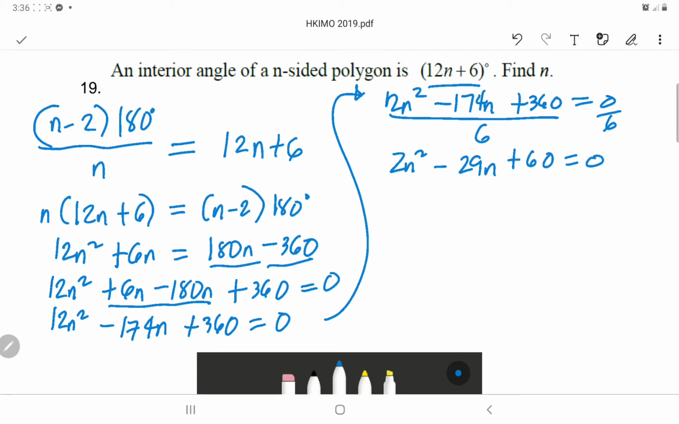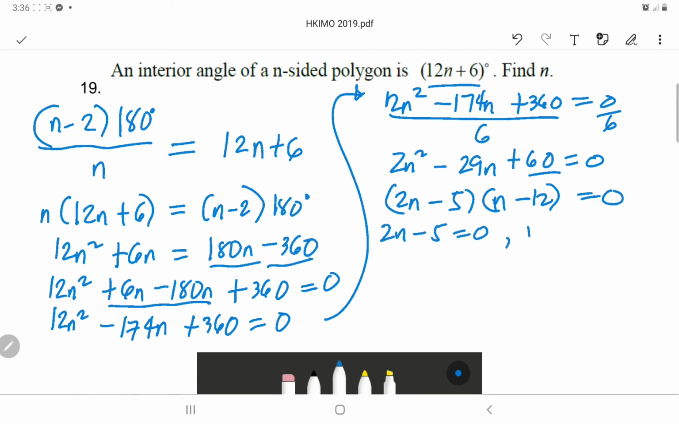Now we could factor the trinomial. The factor for this is two binomial factors. So 2n squared, factor that, is 2n times n. And then for 60, see to it that we could get the middle term, which is negative 29n. So for 60, very obvious, it's negative 5 and negative 12. And then solve for n. So you have 2n minus 5 equals 0. Another one, n minus 12 equals 0.